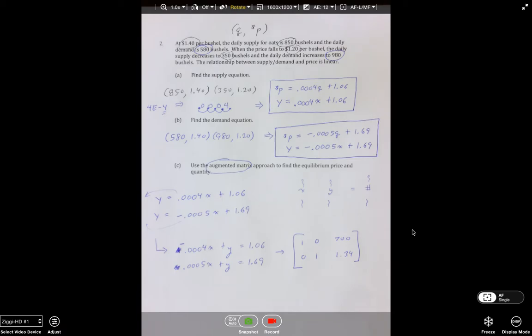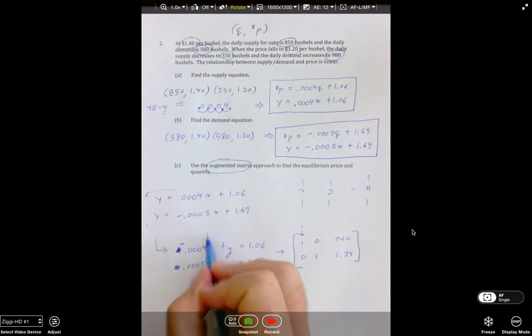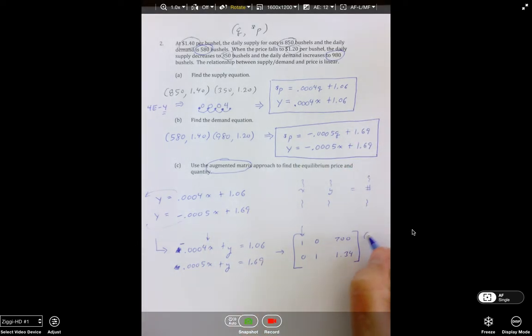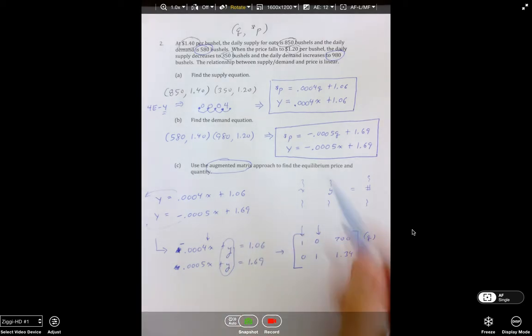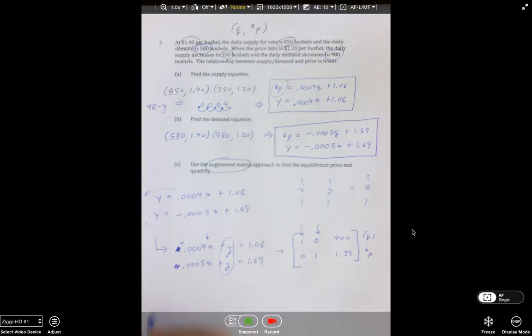So I wrote that down there. Now what you got to realize is this first entry stood for what? X. So in this problem, X was our quantity. So 700 was our quantity, and this line right here stood for our y's, and our y's in this situation was our price.